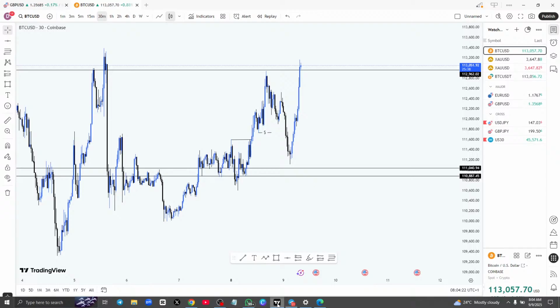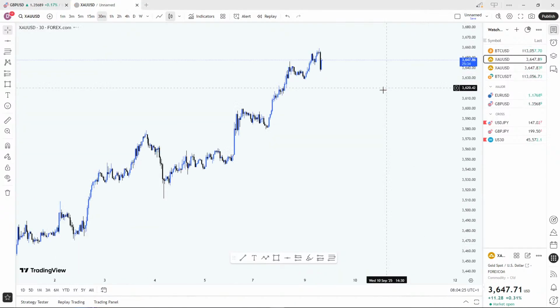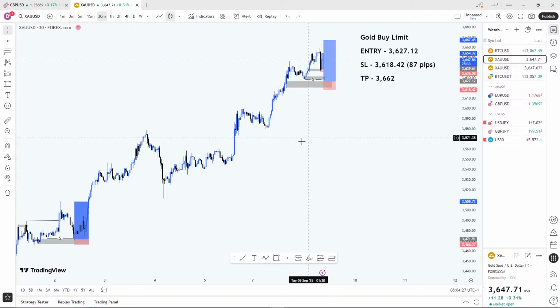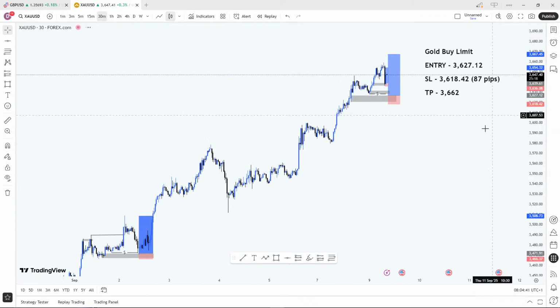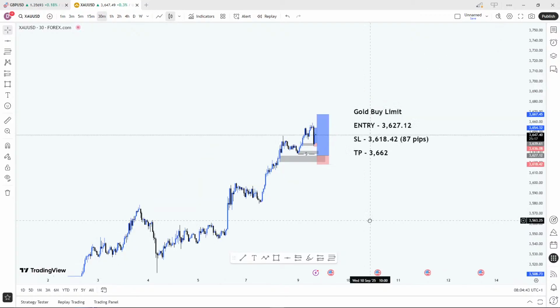All right, so the first pair I'm going to watch out for is gold. Right, let's check out gold first. Now on gold, we all know it's bullish. Gold is bullish, and we are meant to keep looking out for buys, looking out for re-entry for buys. So let's look out for our opportunity now.